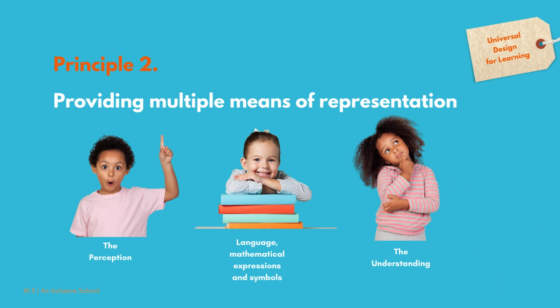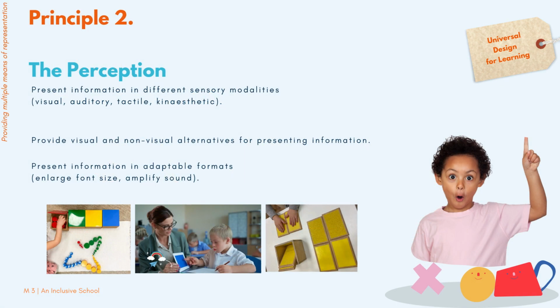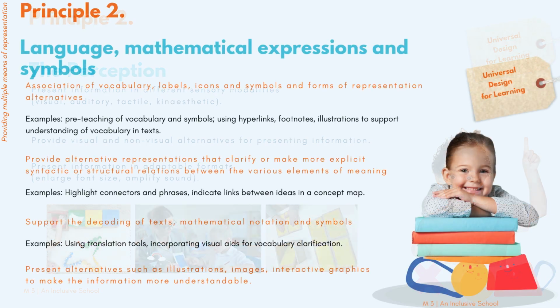Moving on to the second principle, when we think about providing means of representation, we talk about how to improve perception, language, mathematical expressions and symbols, and understanding. How to improve students' perception. Presenting information in different sensory modalities: visual, auditory, tactile, or kinesthetic. Providing visual and non-visual alternatives for presenting information. Presenting information in adaptable formats: enlarge font size, amplify sound.